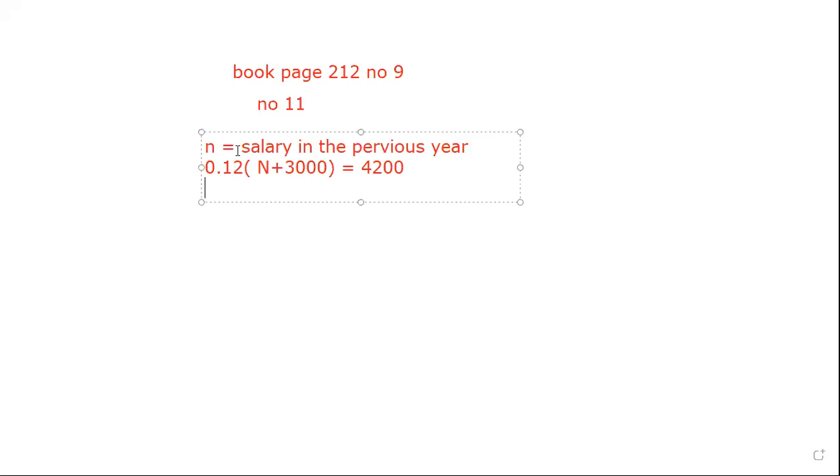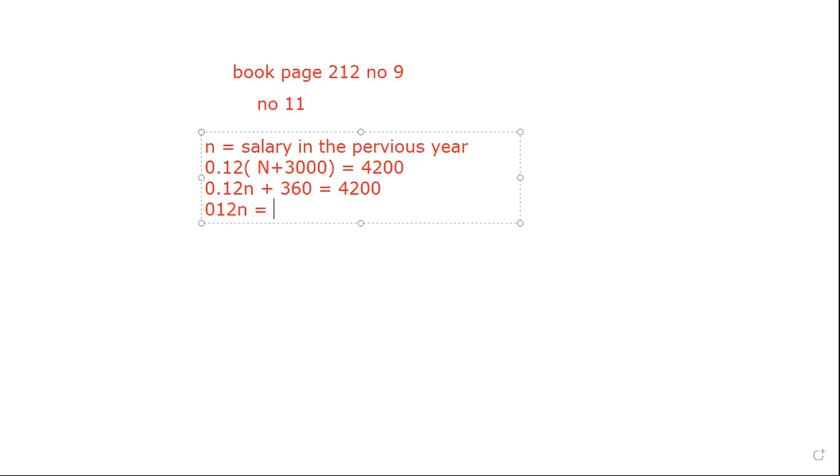N represents the previous year, so it becomes a normal equation. We will distribute 0.12 multiplied by N plus 3,000. It will be 0.12N plus 0.12 multiplied by 3,000, which is 360, equal 4,200. Okay, what is the next step?